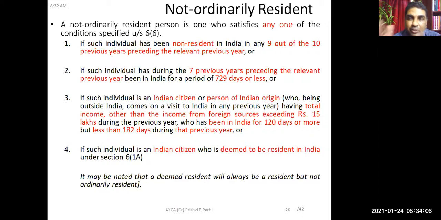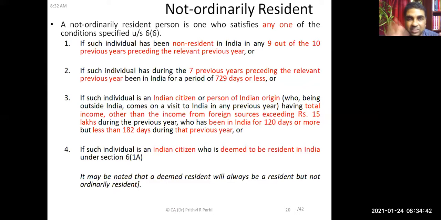For all other categories of persons, there are only two possibilities: either they can be resident or non-resident. The question of not ordinarily resident and ordinarily resident doesn't arise in case of the other five categories of persons. This is relevant only for individuals and HUFs. Now let us come to the definition of not ordinarily resident. I had already shown you section 6. If you refer to section 6, subsection 6, you can understand the meaning of not ordinarily resident.